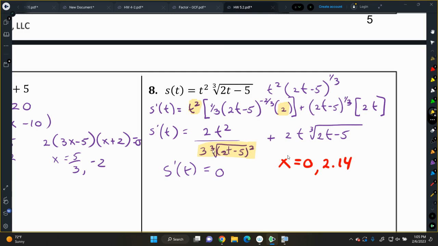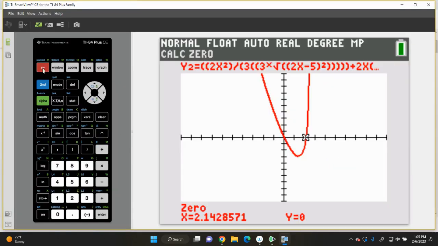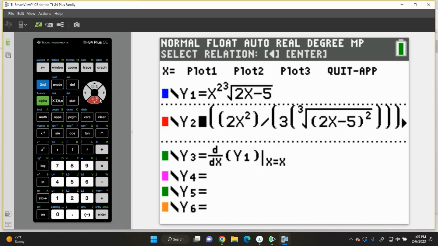This is going to be undefined where that denominator is 0. So what can I do to figure that out? Set it equal to 0. Yeah, and we again use your calculator to do that, because we see that 0, they're going to cancel out.